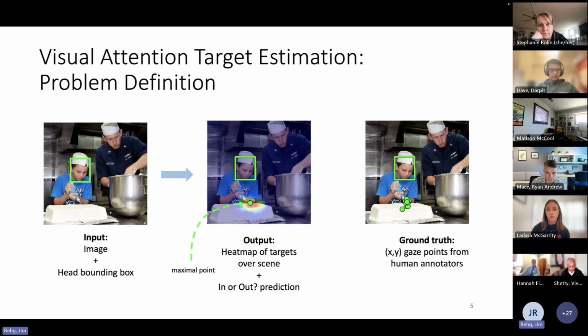So the way you define the task is shown in this slide. There's an individual, in this case the boy, and you identify his head with a bounding box, and you ask the model, where is that individual looking in the image? What is the target of their gaze?